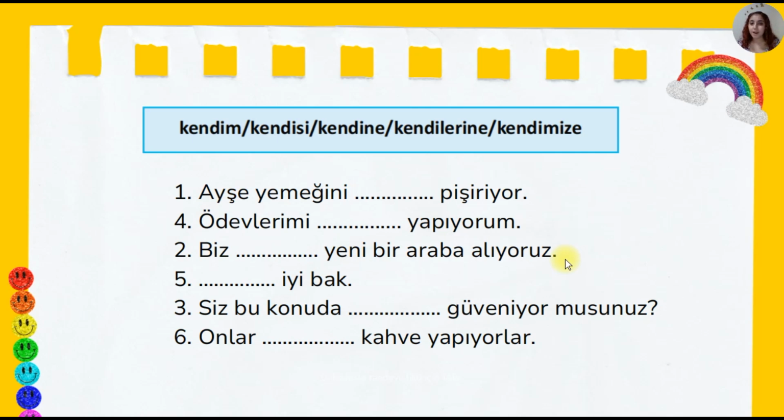Biz blah blah yeni bir araba alıyoruz. We are buying a new car. I want to say for ourselves. For ourselves. Kendimiz, ourselves.